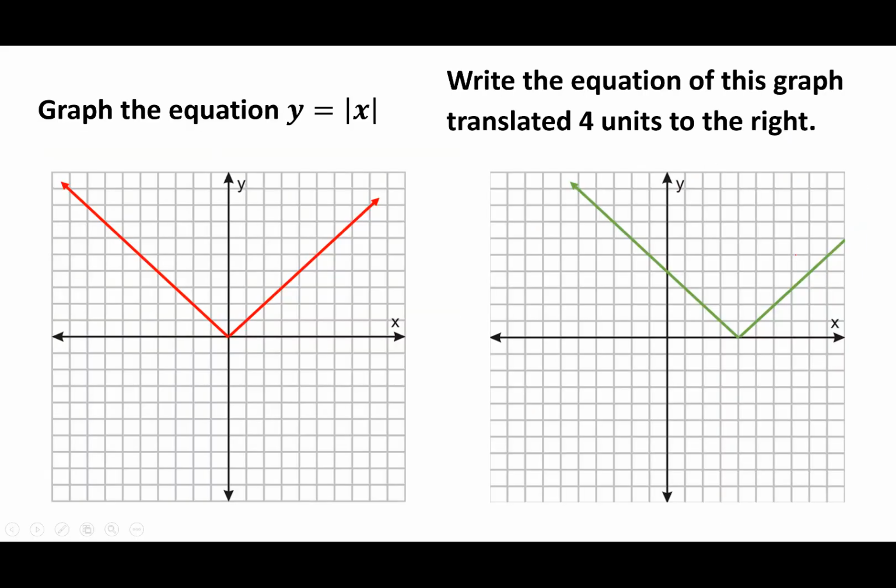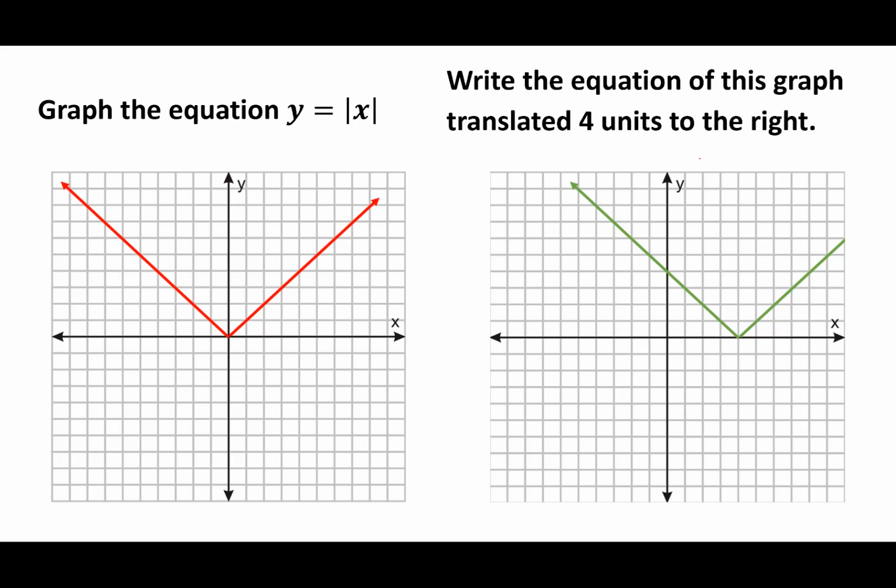All right. Now, this works for any kind of equation, not just a parabola. So if you want to graph the equation y equals absolute value of x, then that looks like a V, remember, right here. Write the equation of this graph translated 4 units to the right. Okay, well, if you're going to translate it 4 units to the right, you have to subtract 4 from the x value in the function.